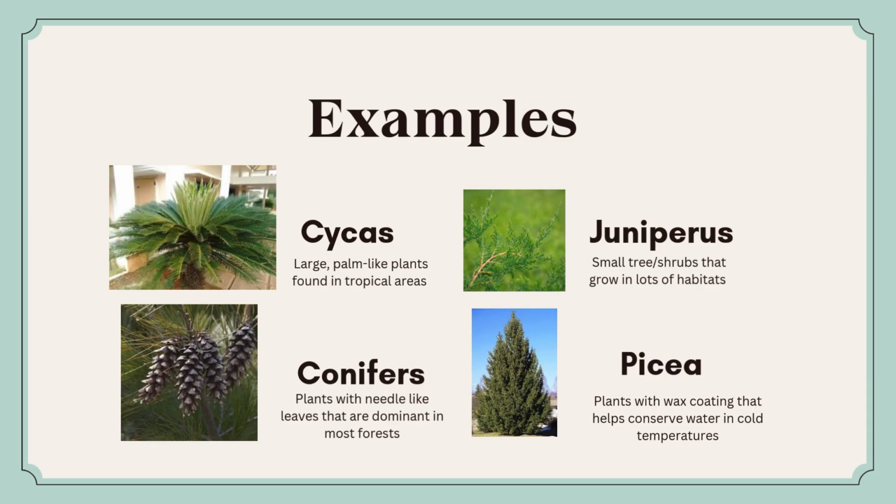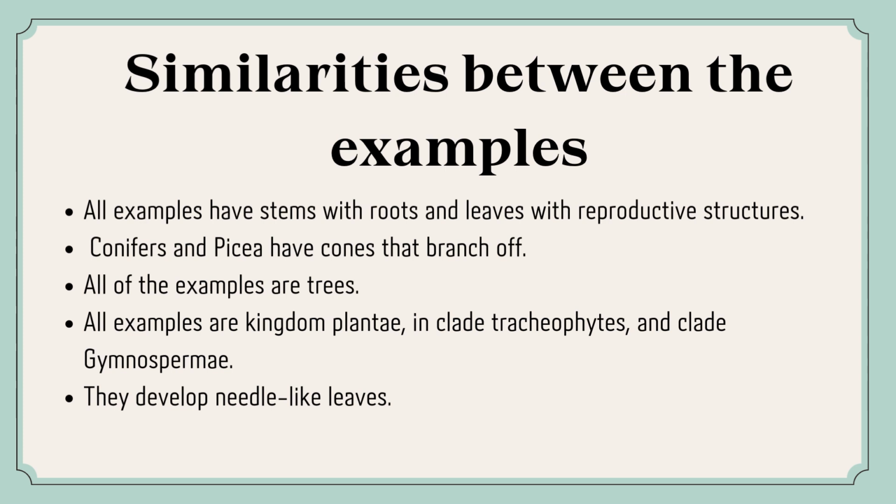Some examples of gymnosperms include cycas, which are large palm-like plants found in tropical areas; conifers, which are plants with needle-like leaves that are dominant in most forests; juniperus, which is a small tree or shrub that grows in lots of habitats; and then picea, which is plants with a wax coating that helps conserve water in cold temperatures.